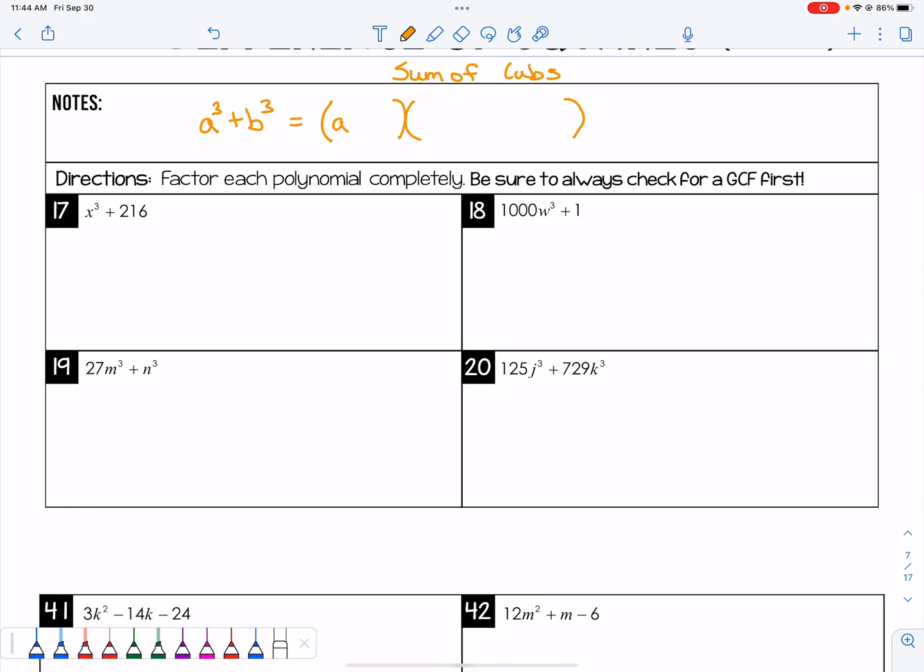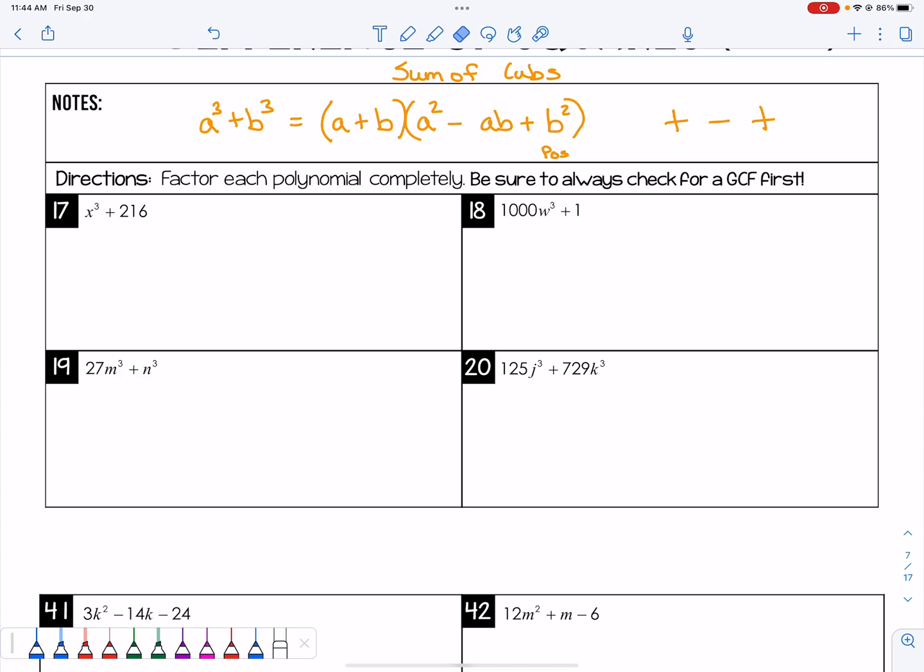In the binomial, you put a plus b because those are the cube roots of a cubed and b cubed. And then in the trinomial, you want to put a squared first, b squared last, and ab in the middle. Your signs will always be plus, minus, plus. The binomial keeps the same sign as what you started with, which was positive. Then the trinomial's middle sign is the opposite of that, so it's minus, and then always positive for the last one. So notice that's always plus, minus, plus.